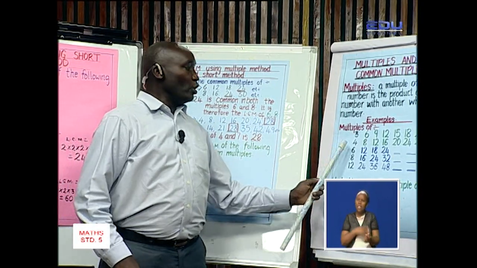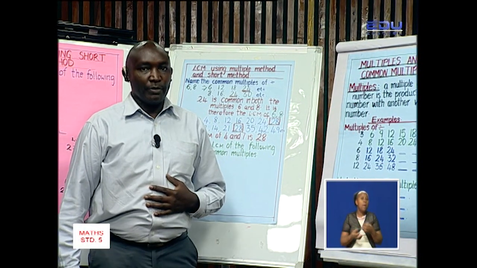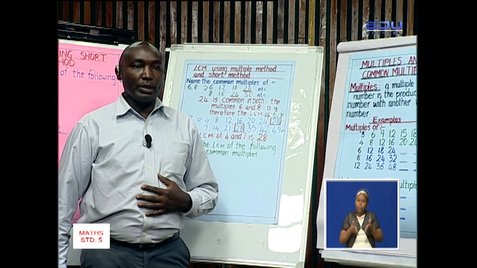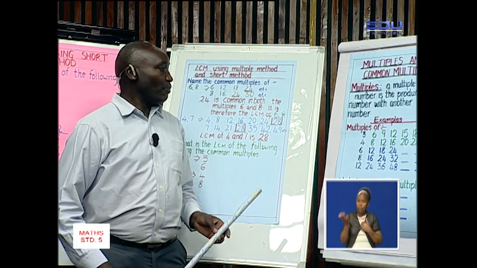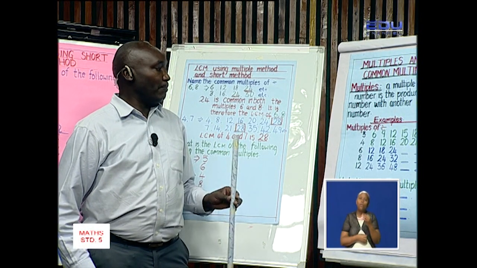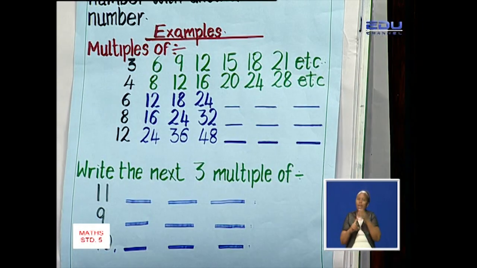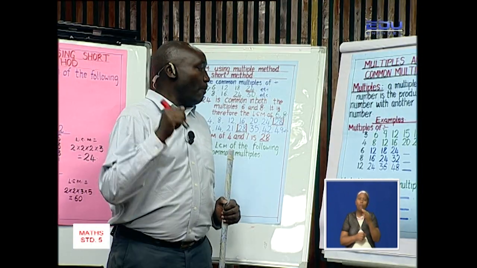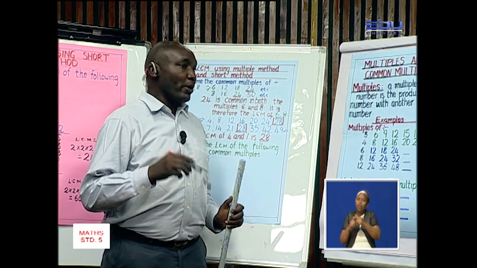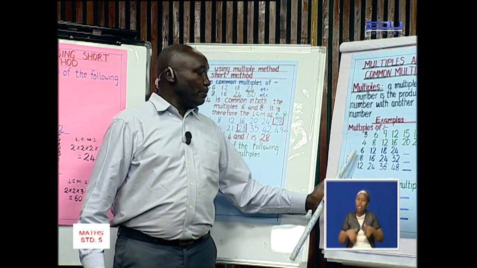These are not the only multiples that we have. They may be very many. But for the purpose of example, I wanted us to see that the multiples of 3 are those numbers that you get after multiplying 3 with that number. The multiples of 4 are the results of a multiplication of 4 with that other number. So let us look at the multiples of 6.